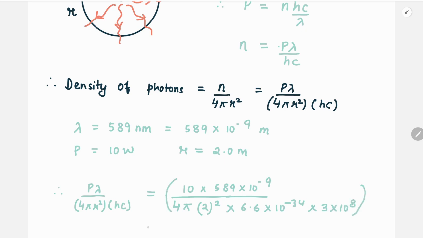If we substitute all these values over here, then we get the value as 6 into 10 to the power 13 per centimeter square per second. Keep this in mind that we have taken this entire thing in SI units, but since the answer is given to us in centimeter square, we are converting it into centimeter square per second.